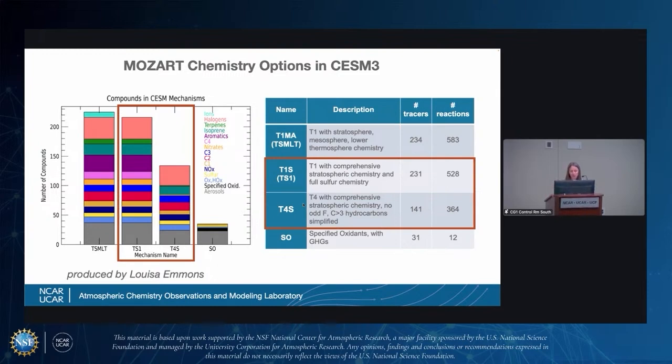Especially for the production experiments that may be planned for CMIP7, and also for climate simulations, longer simulations, we now have the T4S mechanism, which is a cheaper mechanism in the troposphere, with fewer hydrocarbon reactions and species, which reduces the computer cost by about 30%, which is helpful. Then we have specified oxidants and greenhouse gas mechanisms, really simplified troposphere chemistry to serve for production of aerosols in the troposphere and prescribed chemistry in the stratosphere.